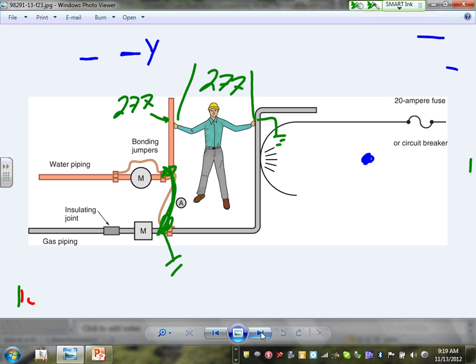Anything in close proximity to electricity, any metallic object in close proximity to electricity, must be bonded. How do you bond it? Tank. If you don't know the size, just say number 6 copper. If you don't know any size, just say number 6 copper. You will cover any type of bonding.